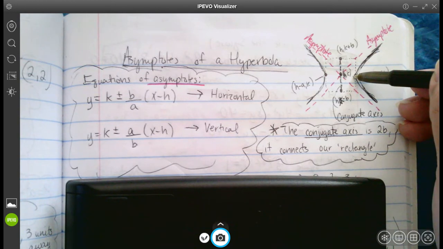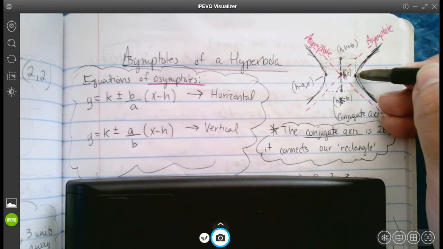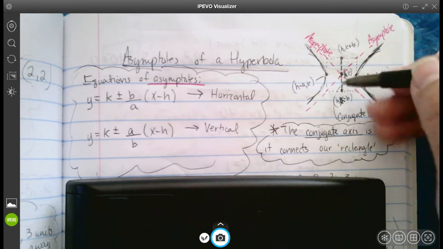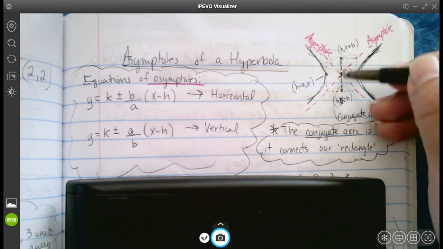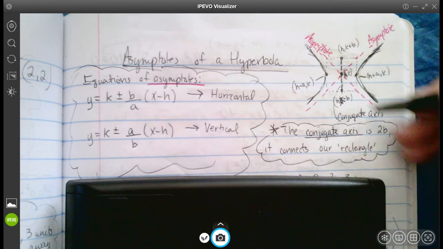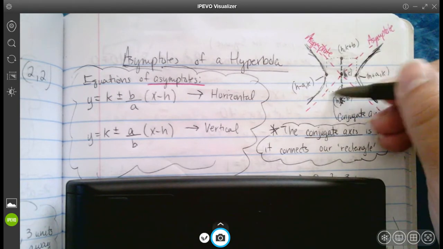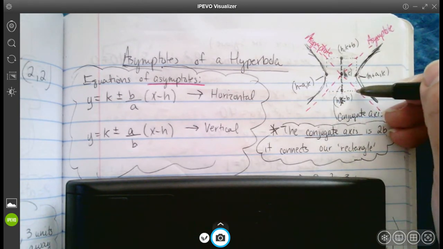And this is where B comes into play. B is actually going to be the other axis. It's called the conjugate axis. Whatever the value of B is, it's B units up this way, B units down this way, a total of 2B. And if we have that value, we can create this rectangle or this box.